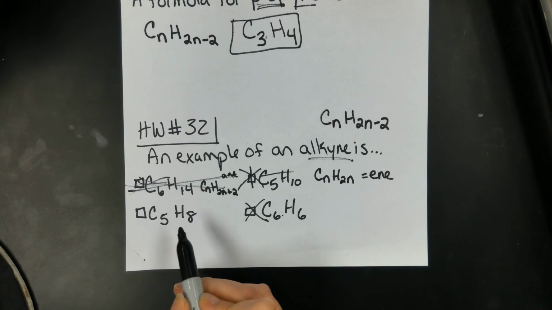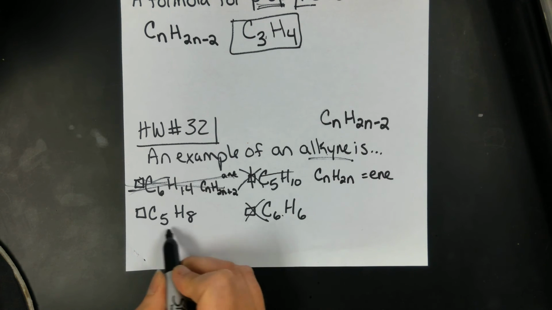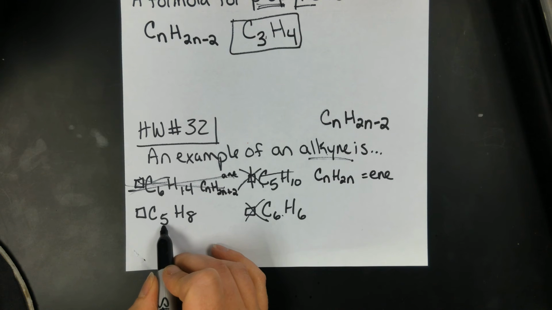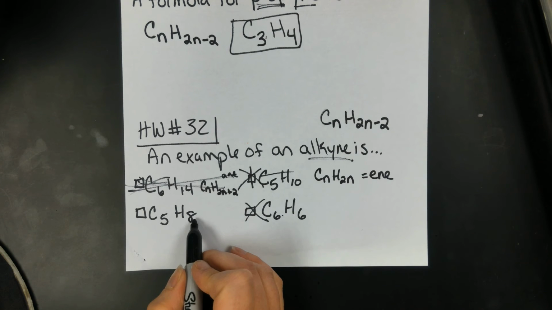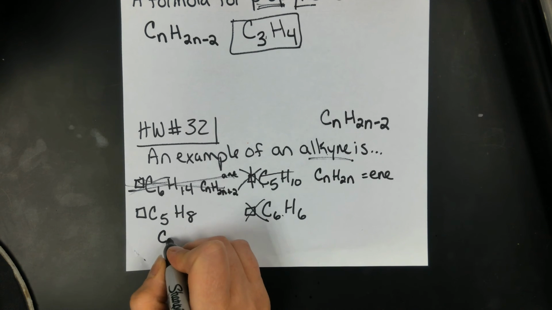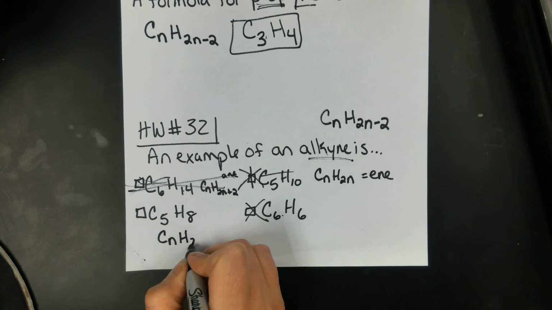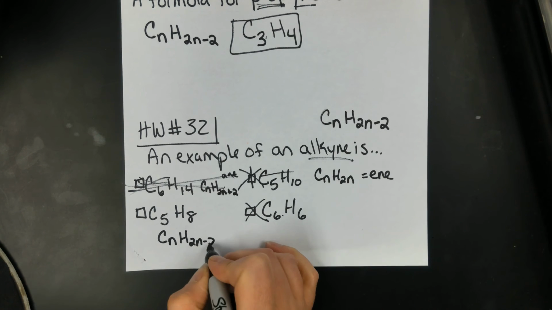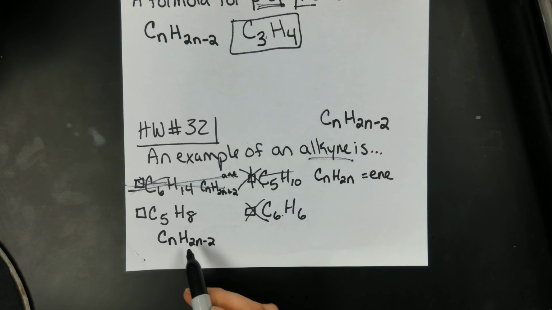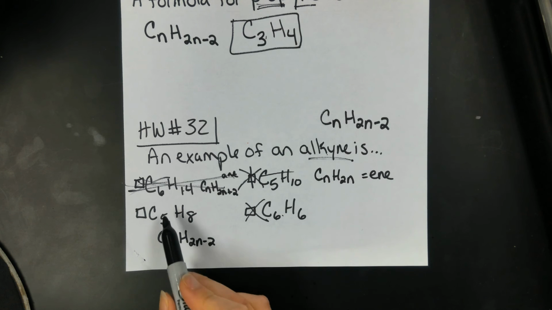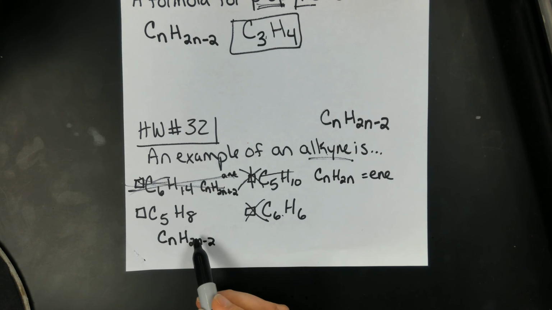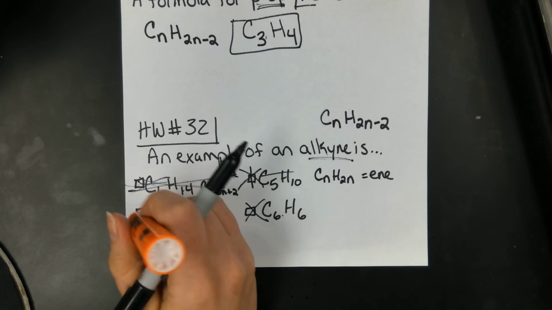C5H8. So let's figure out which this one is. This is adhering to 5 times 5. And what's 2 times 5 is 10, and then minus 2. So this is adhering to CnH2n minus 2. Is this following this formula? 5 times 2, which is 10, and then minus 2, which is 8. So this is it. This is the one we're looking for.